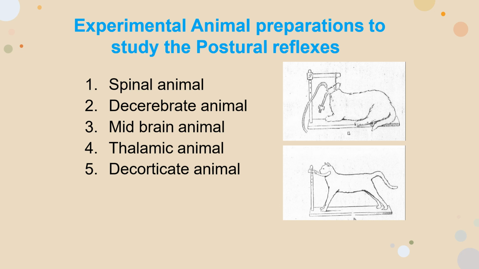So till now we have seen various types of reflexes to maintain posture. Now we will see the experimental animal preparations to study these postural reflexes: at which level the reflexes are present and at which level some reflexes are absent. The scientists have taken five types of animals, that is spinal animal, decerebrate, midbrain, thalamic and decorticate. What these names mean we will see in the next slide.